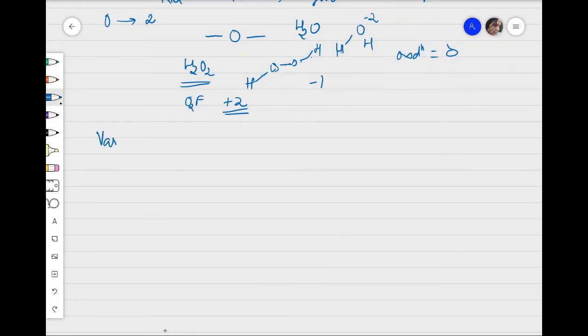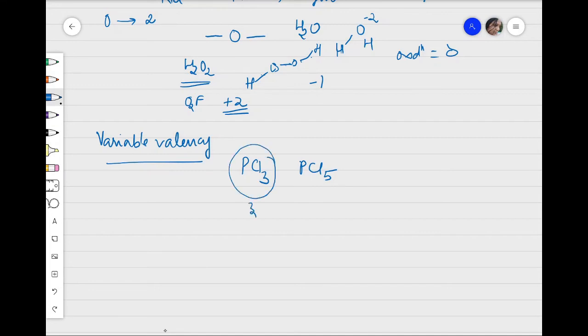Now let us come to the concept of variable valency. Here we defined valency as the combining capacity, or the number of bonds being made. In the case of variable valency, for example PCl3 and PCl5, look at this case. I have 2 molecules in which the number of bonds phosphorus is making is 3 here and 5 here. Now this is what is called variable valency.